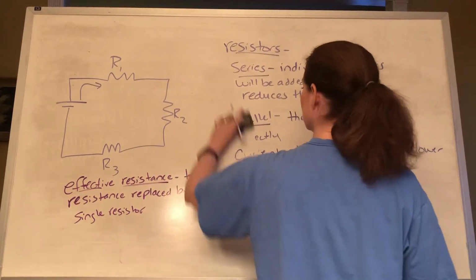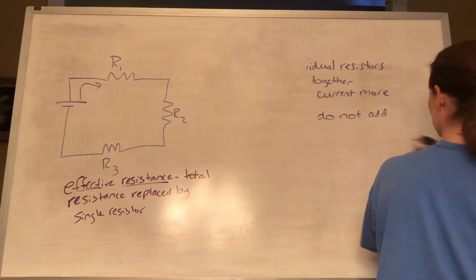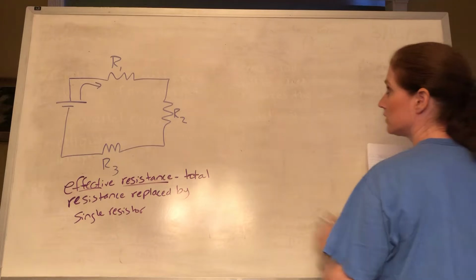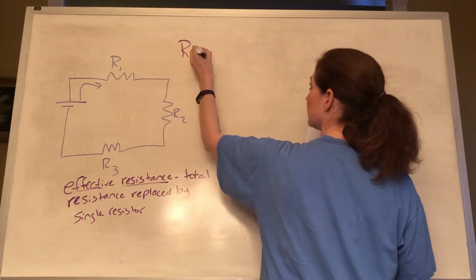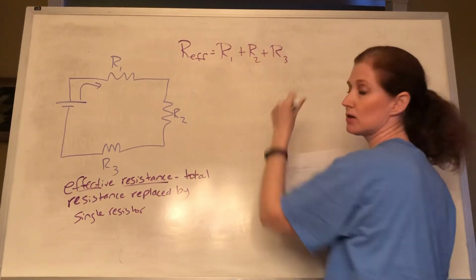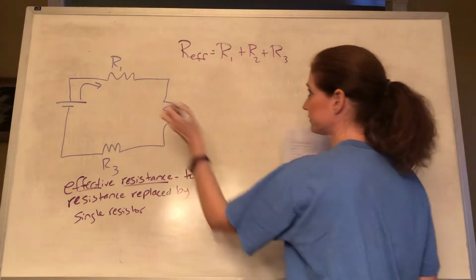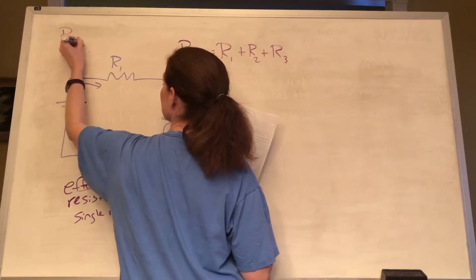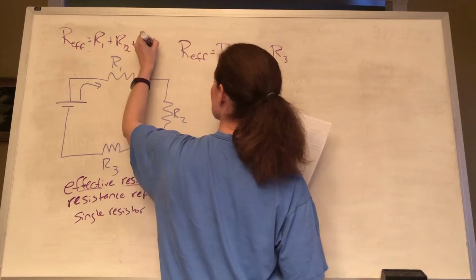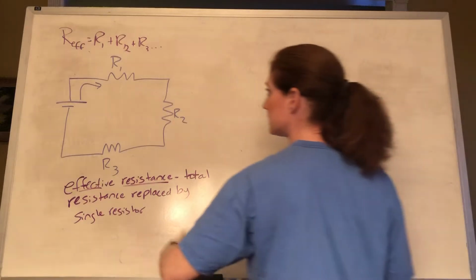All right. So R effective is going to be R1 plus R2 plus R3, or however many we have there. Let's write that up here. All right, so like I said, this is series.